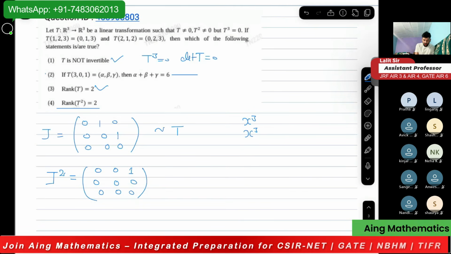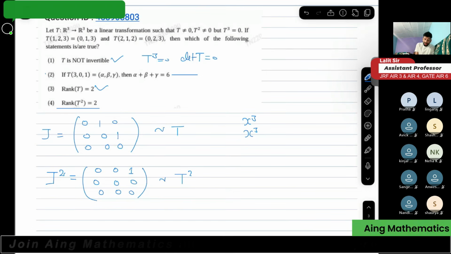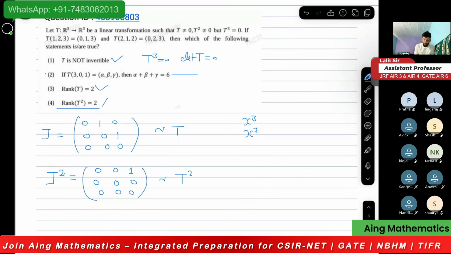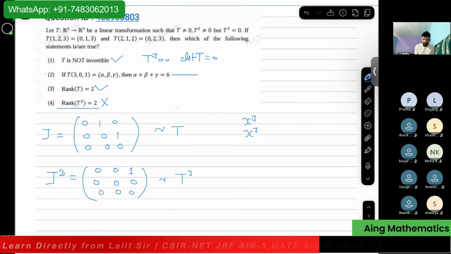So J is similar to T. J square will be similar to T square. So T square and J square will have the same rank. So rank of T square cannot be 2. Okay, so it is absolutely a wrong option. So it's very easy to solve this kind of question.